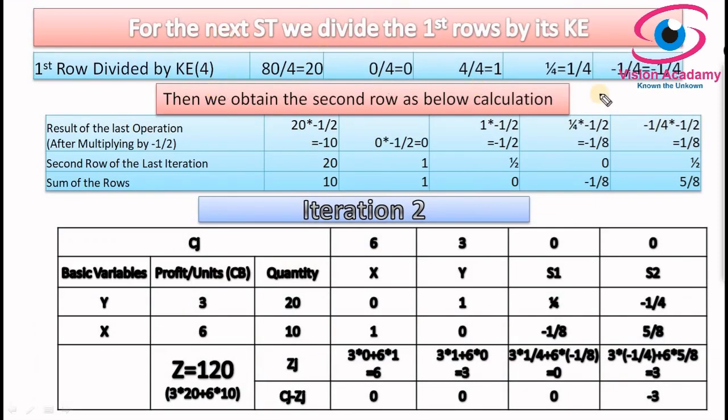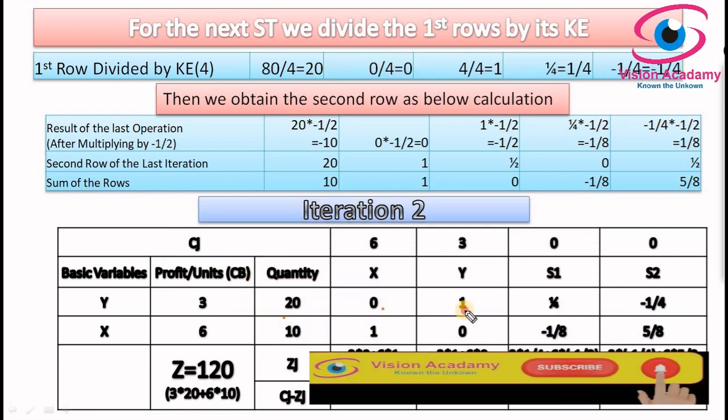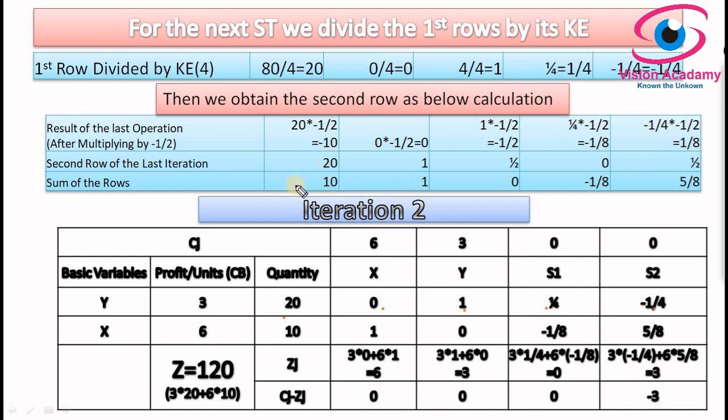So this is the first row operation. The second row operation I have just copied as it is. So in the second iteration, the basic variables are x and y, and the coefficients of the basic variables are 3 and 6, and here you can take the quantity. First row, I have just copied the first row here: 20, 0, 1, 1 by 4, minus 1 by 4. And the second row I have considered: 10, 1, 0, 1 by 8, minus 1 by 8, 5 by 8. 10, 0, 1, 0, minus 1 by 8, 5 by 8.